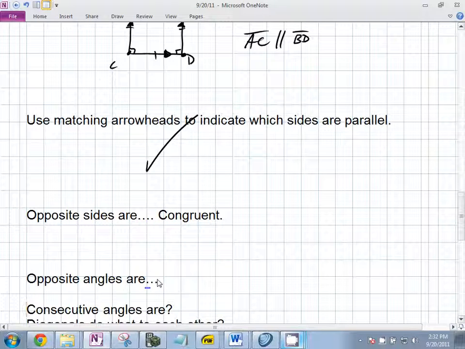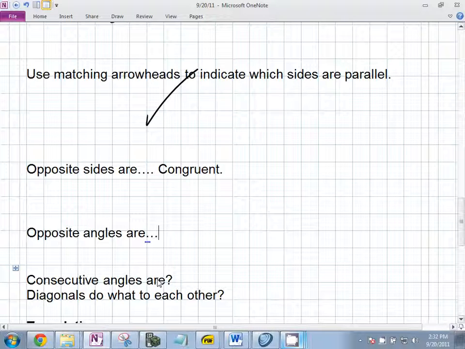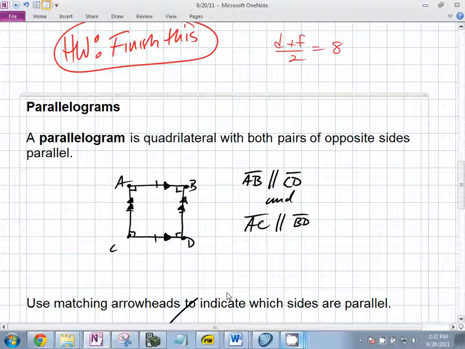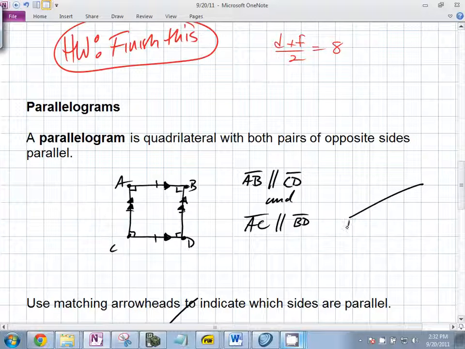Take a guess. Let's take a look at our parallelogram here. You know, let's draw another one. Looks like the opposite sides are all congruent. What about the angles? Sure looks like it. So I'm just going to tell you that they are.